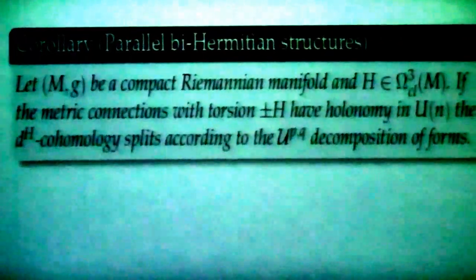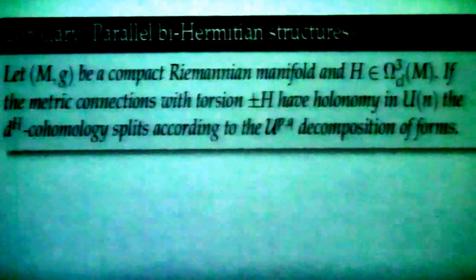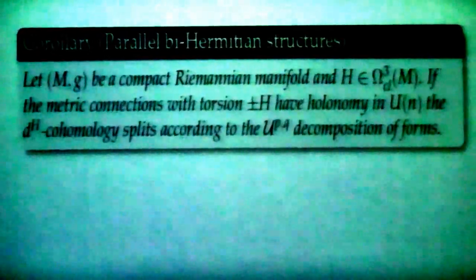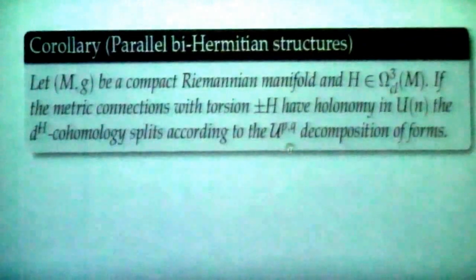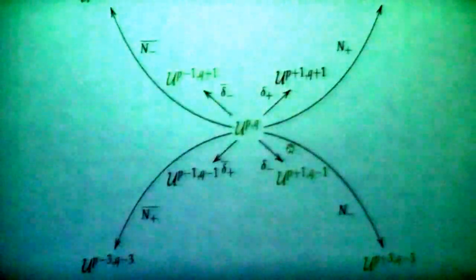You could go a bit further and say, what if both of them, the connection with torsion plus H and the connection with torsion minus H, have reduced holonomy? They both have holonomy UN. Of course, a particular case would be the generalized Kähler structure, but right now I don't require the complex structures to be integrable. You still get the same thing. So this is the theorem: if you have parallel bi-Hermitian structures, then you actually get the decomposition of forms into the U^{P,Q}s now. And the proof is just the same.